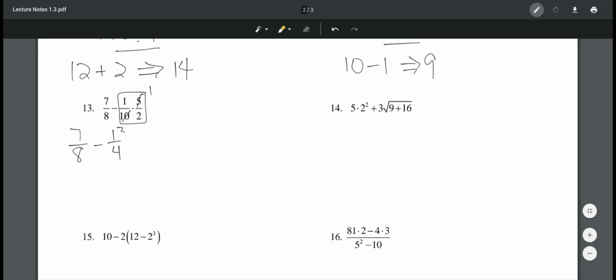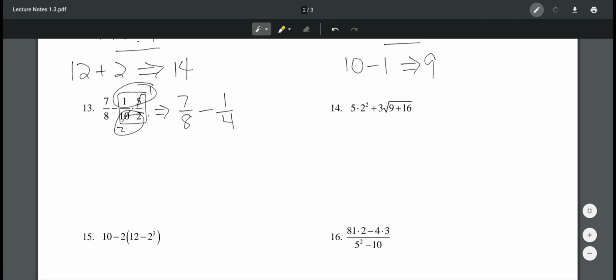Let me move that just a little bit because it's kind of running in. It makes it look like that's a square. So we'll try this again. We'll come over here. 7 over 8 minus 1 over 4. Remember, 1 times 1, 2 times 2.